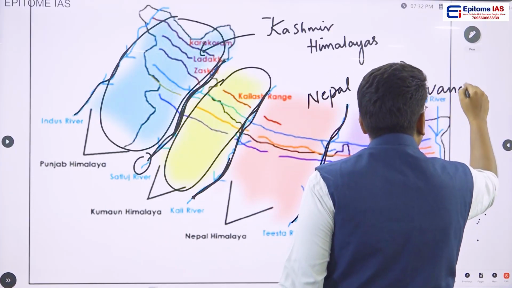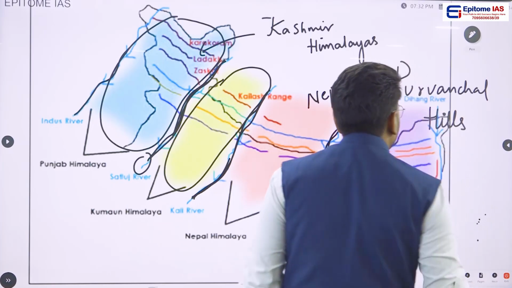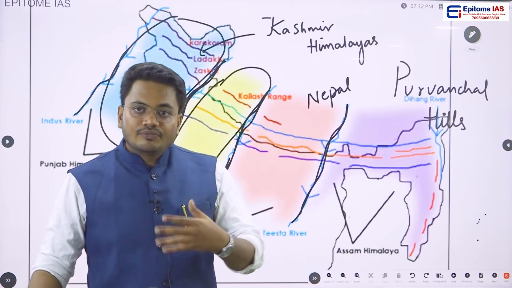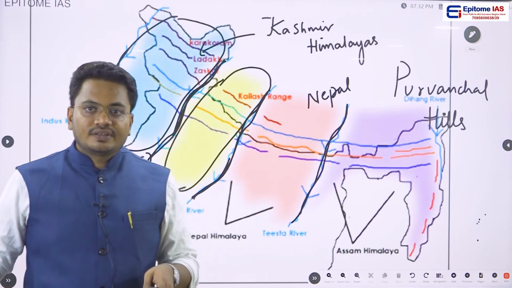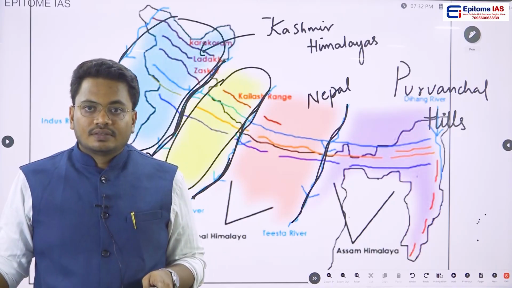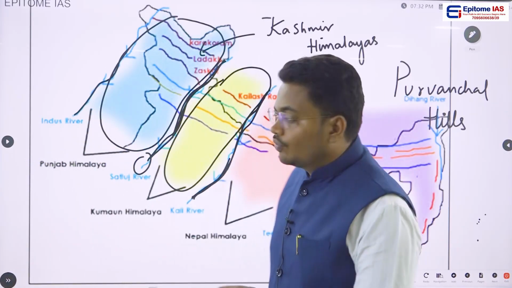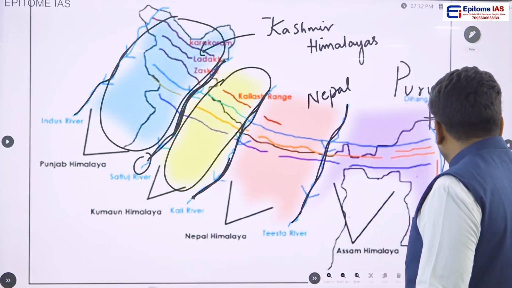Purvanchal Hills or Purvanchal Mountains, right? The other name for this Purvanchal Hills or Purvanchal Mountains is Northeastern Mountains, right? So, this is regarding the longitudinal extent. Now, we will be seeing the latitudinal division.